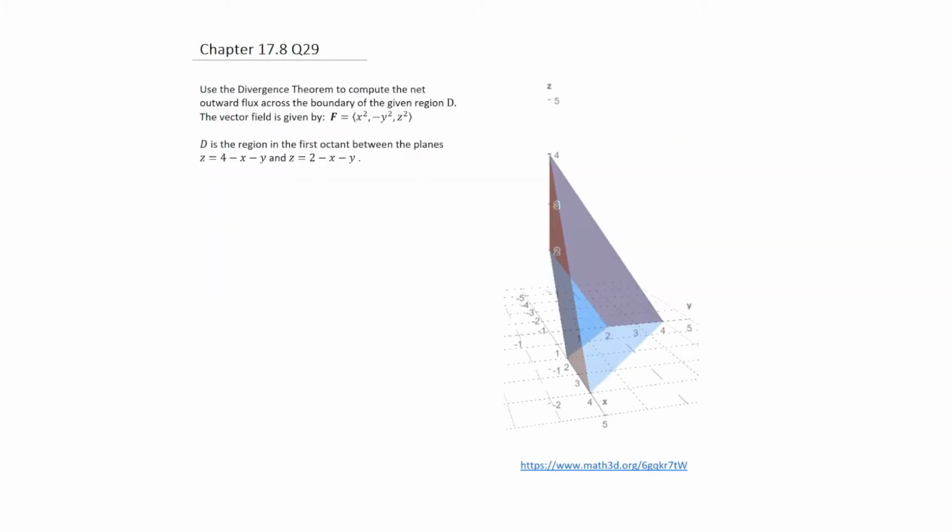All right, so we're going to take question 29 from chapter 17.8, and we're going to use the divergence theorem to compute the net outward flux across the boundary of the given region D. The vector field is given by x squared minus y squared z squared. And the domain, D, is a region in the first octant between the planes z equals 4 minus x minus y and z equals 2 minus x minus y.